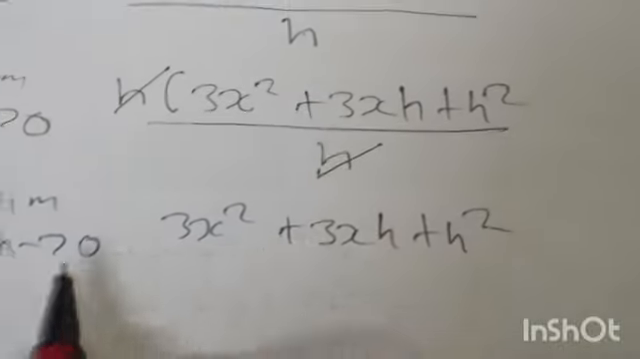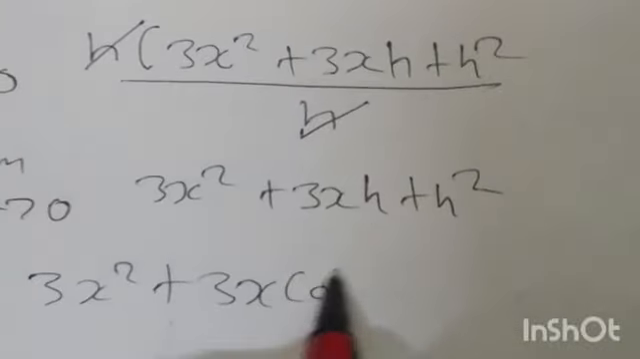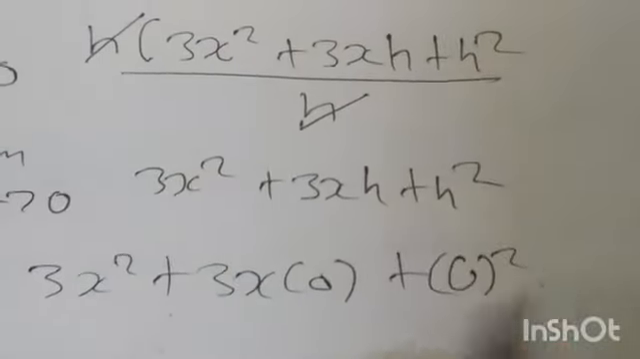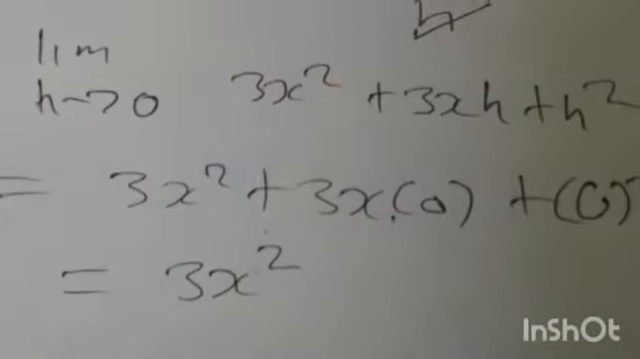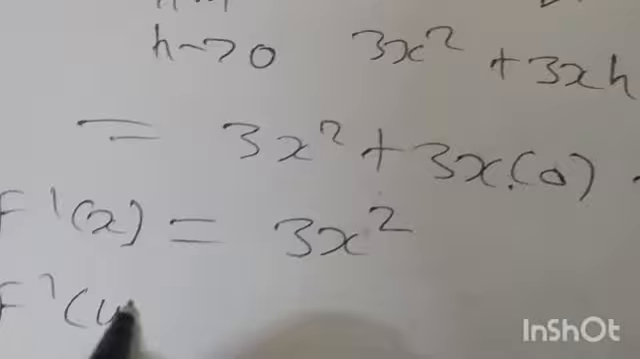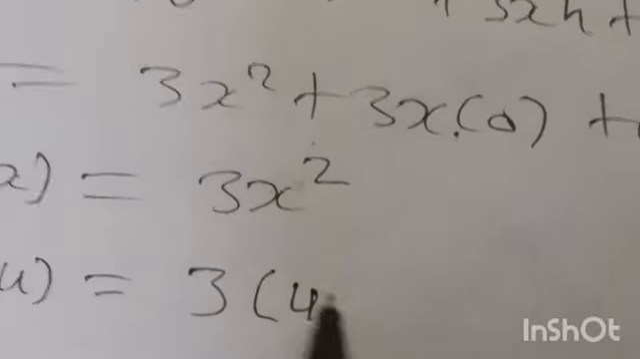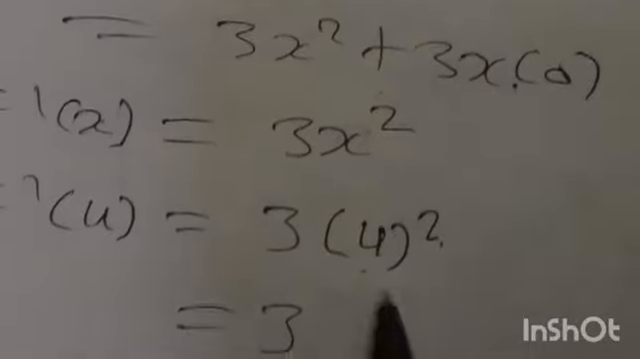This simply means where there is h, you replace it with 0. So 3x squared plus 3x times 0 plus 0 squared. This is 0, this is 0. So you're going to have 3x squared. This one is just your f prime of x. Now recall that x is equal to 4. So you're going to have f prime of 4. Where there is x, you replace it with a 4. So you're going to have 3 times 4 squared. 4 squared is 16. So 3 times 16 gives you 48.